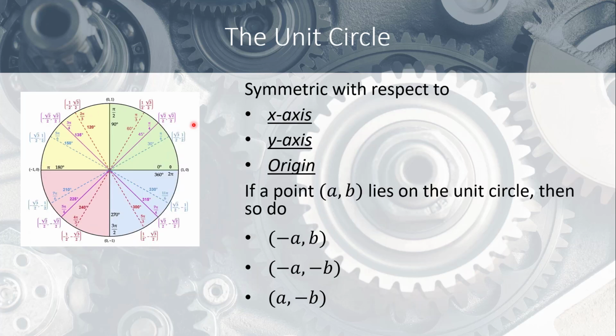Well, check this out. It is symmetric with both the x-axis and the y-axis and also the origin, just like any other circle which is centered at the origin. Also, if the point (A, B) lies on the circle, then not only does (A, B) lie on the circle, (-A, B) lies on the circle as well. The coordinate (-A, -B) lies on the circle, and finally, the coordinate (A, -B) also lies on that circle.